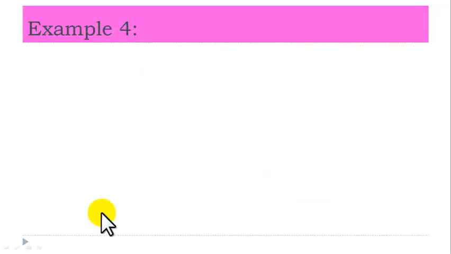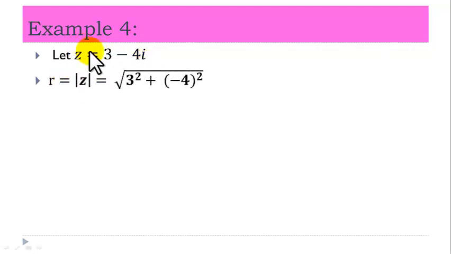Example 4. Let z equal 3 minus 4i. Then the modulus of z is equal to the square root of 3 squared plus minus 4 squared. 3 squared is 9, minus 4 squared is 16. 9 plus 16 will still give us the square root of 25, and the square root of 25 is equal to 5 units. So the modulus of this complex number is equal to 5.